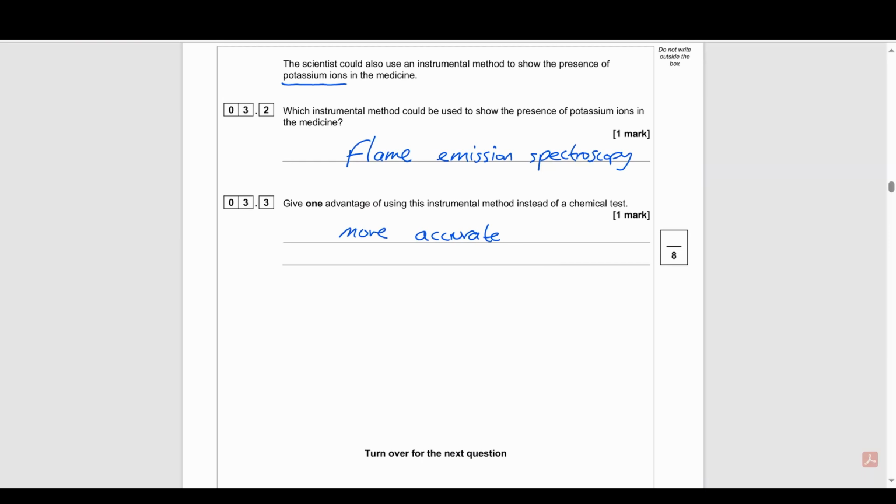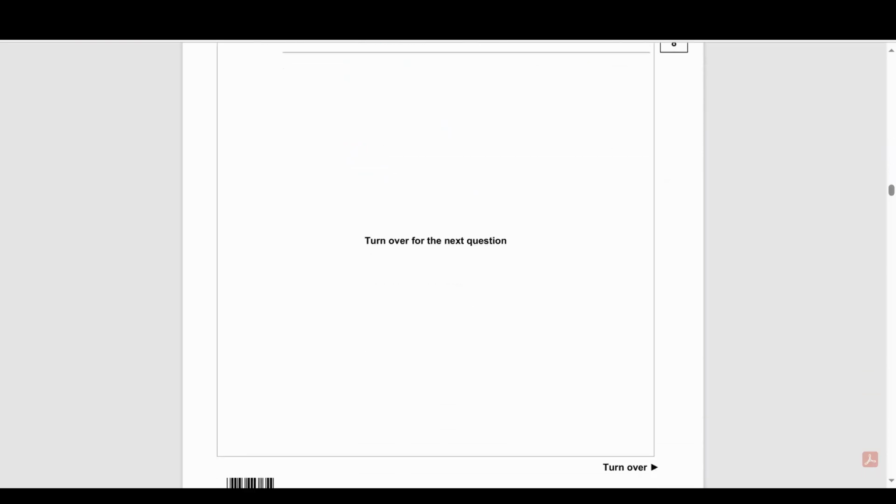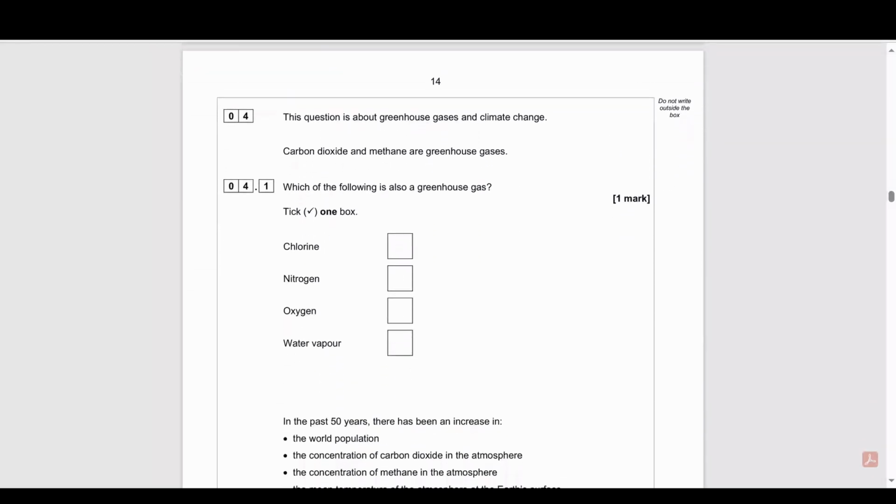The flame test itself isn't too complicated. There aren't many steps involved, so you are able to get a result fairly quickly. But again, when you're using automated machinery, you are going to be getting results fairly quickly. So another option could be the fact that it's fast.